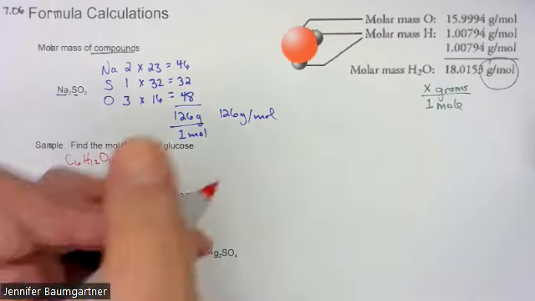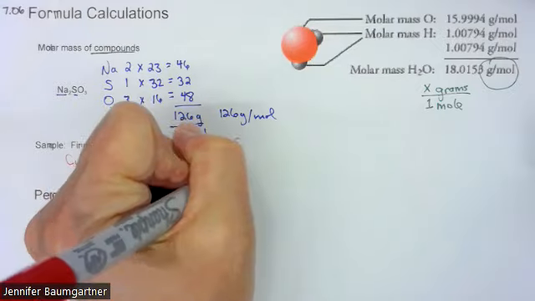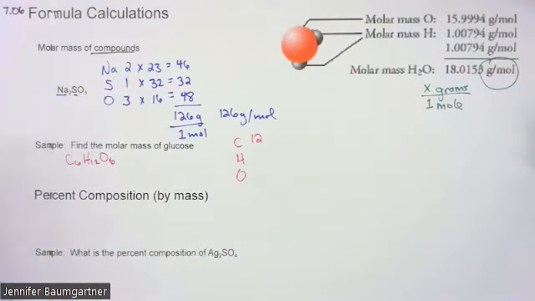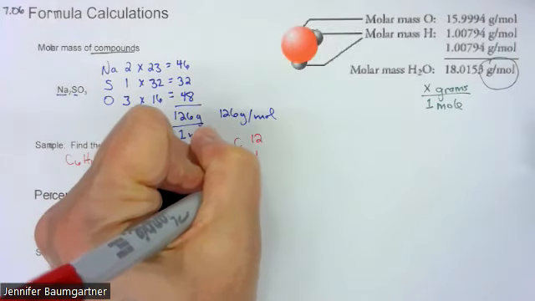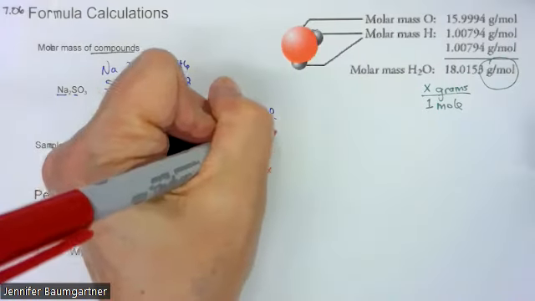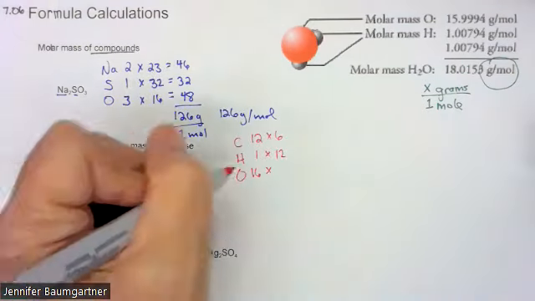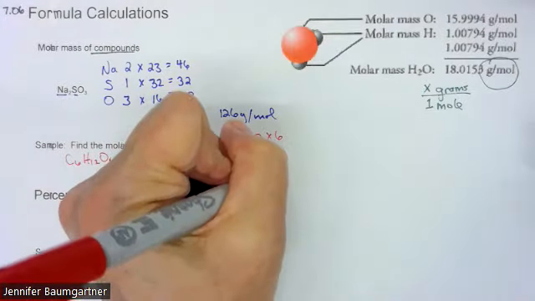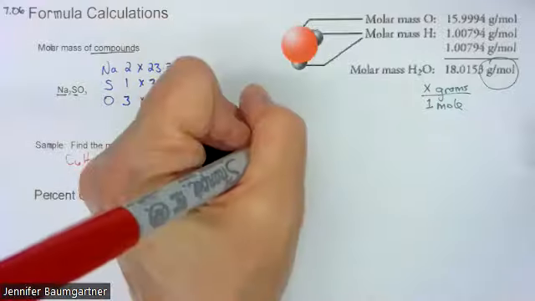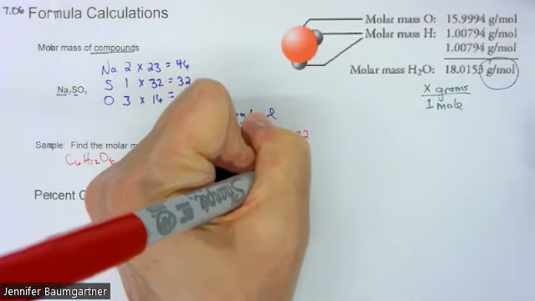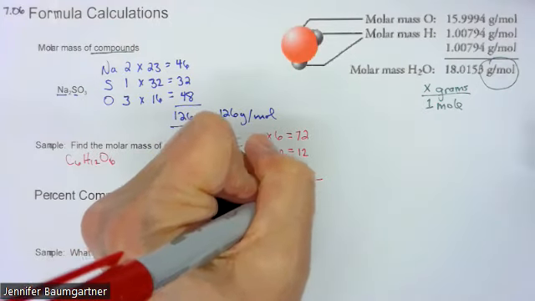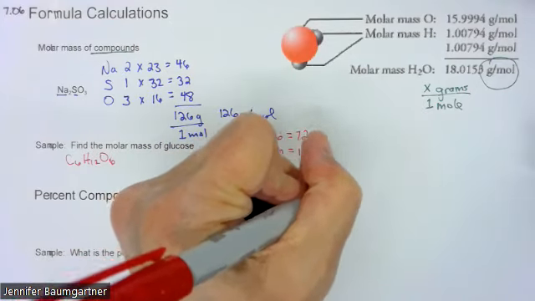Okay, did you take a stab at it? So we're going to list our elements. We have carbon, hydrogen, and oxygen. Carbon is 12, hydrogen is 1, oxygen is 16. I have 6 carbon, I have 12 hydrogen, and I have 6 oxygen. When I multiply that, I get 72, 12, and 96. And when I add that up, I end up with 180 grams per mole.